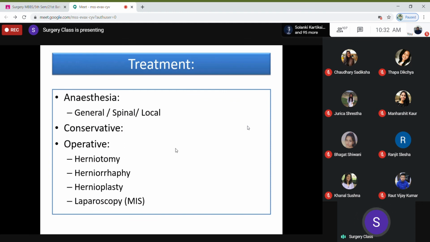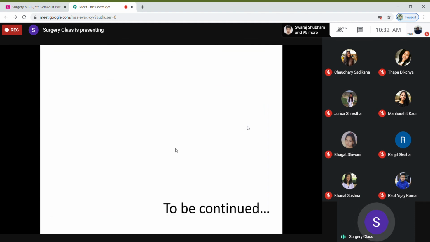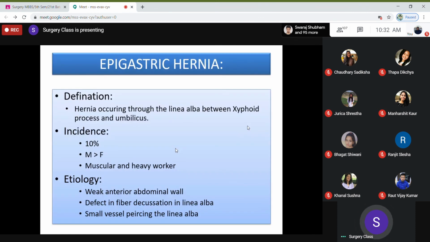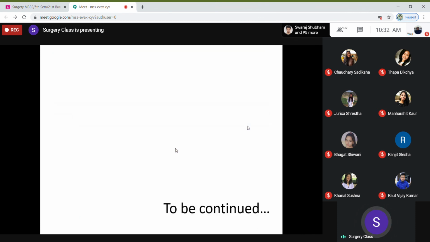Or nowadays you can go for laparoscopic hernia repair, minimally invasive surgery, with different techniques. I'll come to that point later. And that's how, in general, we see the hernia.